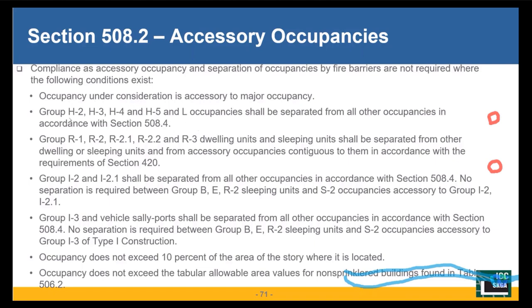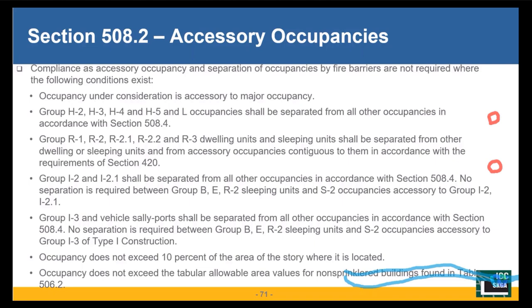For group H2, H3, H4, H5, and L, the laboratories, they must be separated. There's no consideration for accessory occupancies. For this group of occupancies, residential, they must be separated from accessory occupancies in accordance with 420. For group I2, I2.1, they also must be separated. For group I3 and vehicle sally ports, they must also be separated. So these are special requirements for the accessory occupancies.